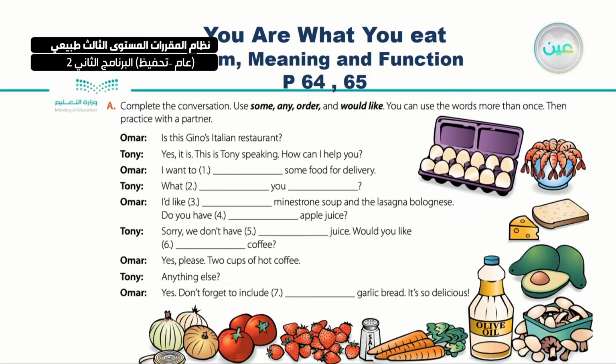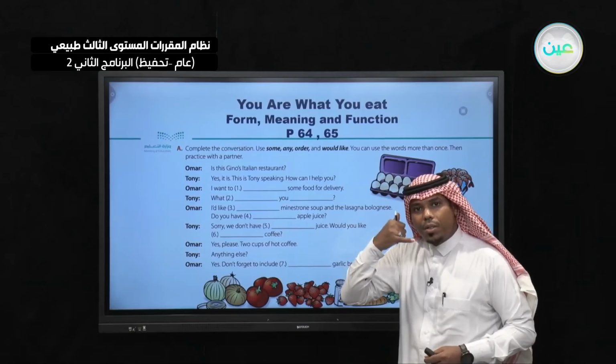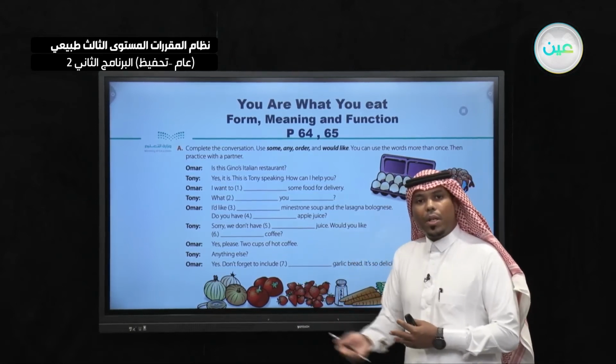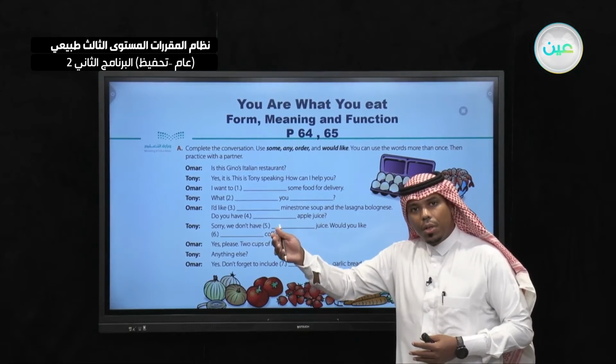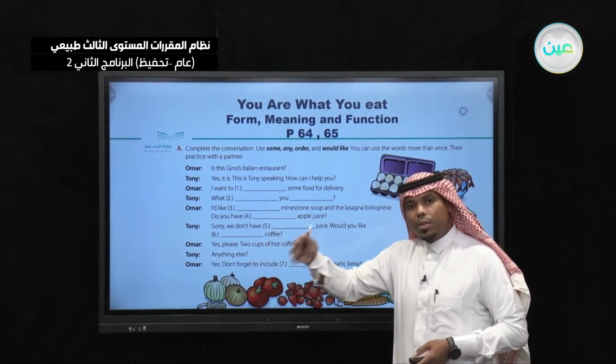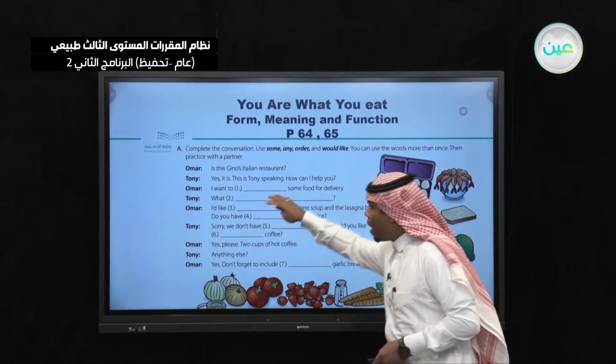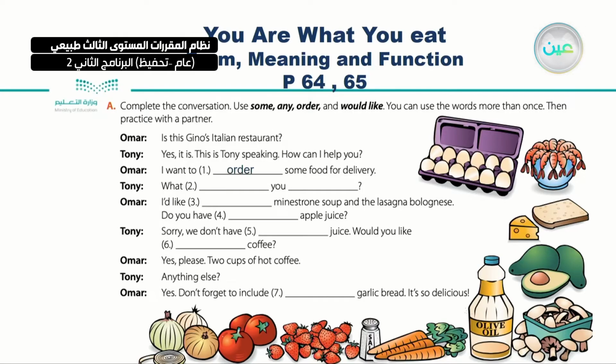Omar, I want to... then you have a space, you have to fill this space: some food for delivery. So here he is calling what? A restaurant. Very good, okay? So why did he call the restaurant? He wants to order, okay? He wants to order, for example, a delivery. Okay, so I want to what? I want to order some food for delivery.